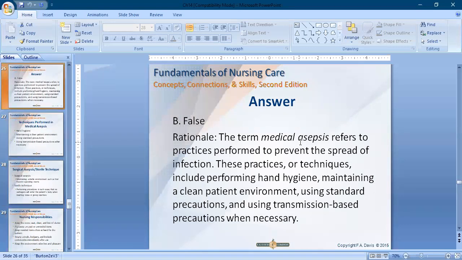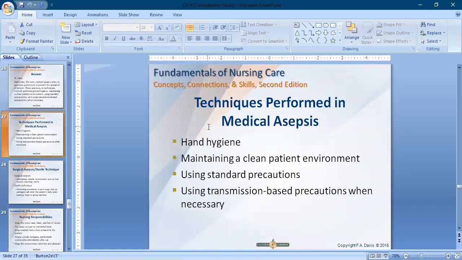The term medical asepsis refers to practices performed to prevent the spread of infection. These practices and techniques include performing hand hygiene, maintaining a clean patient environment, using standard precautions, and using transmission-based precautions when necessary. Now, let us go over some techniques performed in medical asepsis.